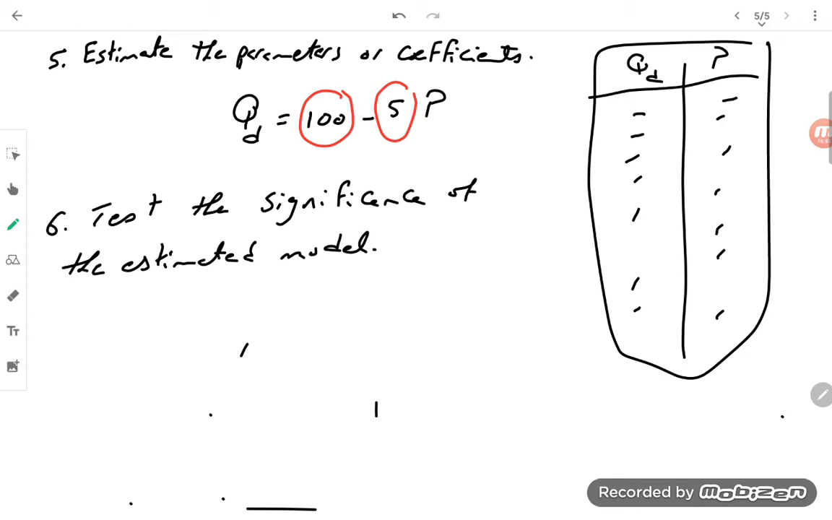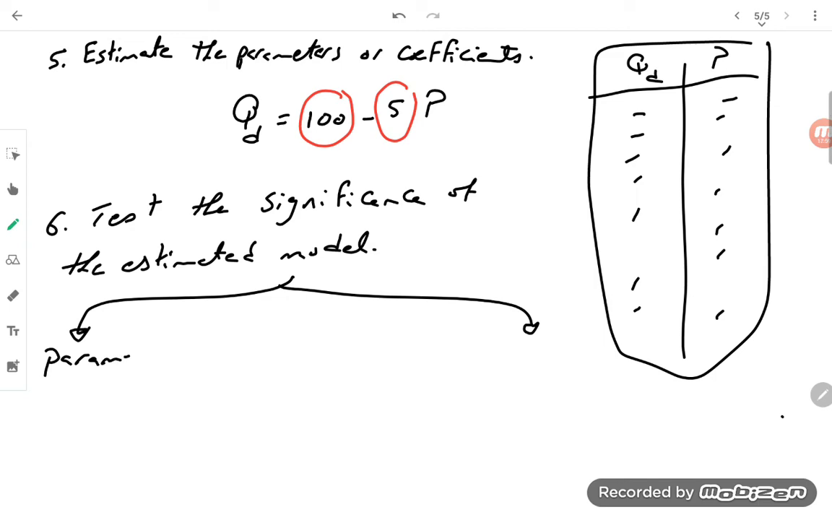We would like here to test the significance of the estimated model. Testing the significance of the model will be divided into two main parts. Number one, which is related to the parameters, and number two, which is related to the model itself.